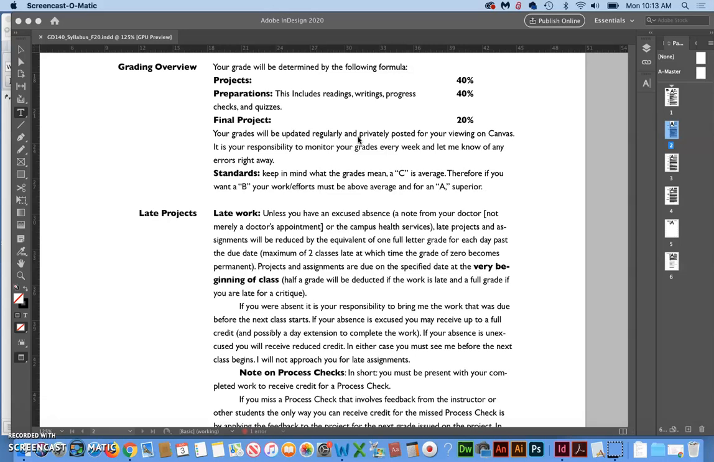You could get up to 40 out of 40 points, and that's just like putting extra points in the bank that will help bring up your overall grade in the class. So in short, preparations, easy way to hike your grade up.